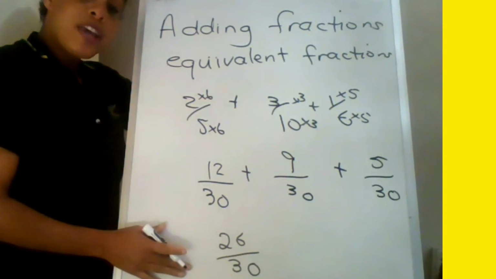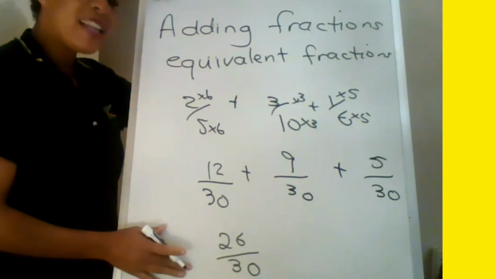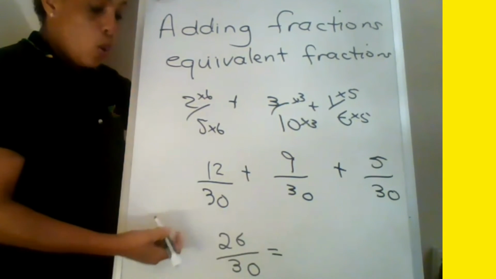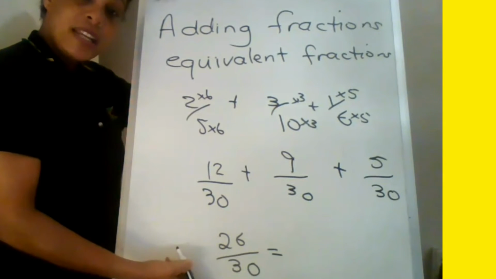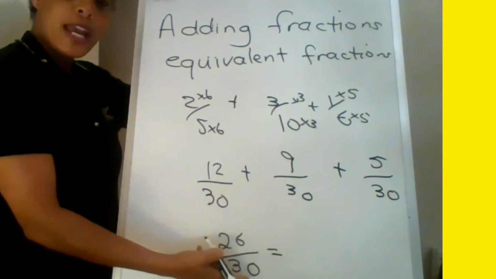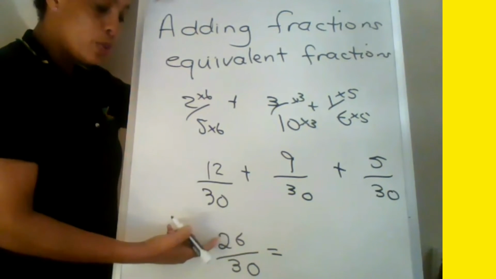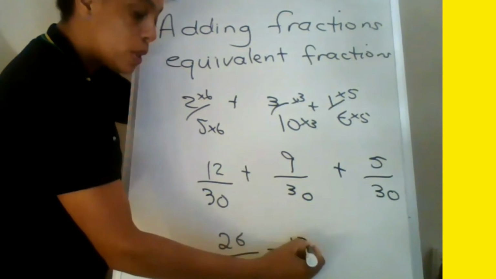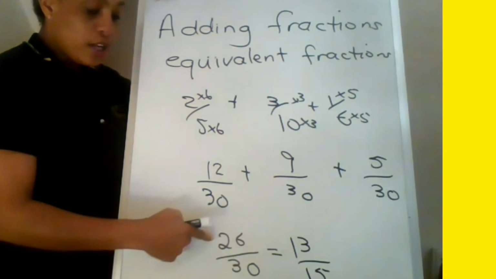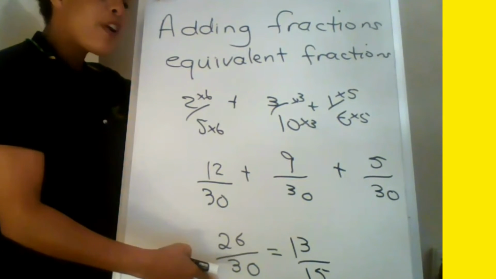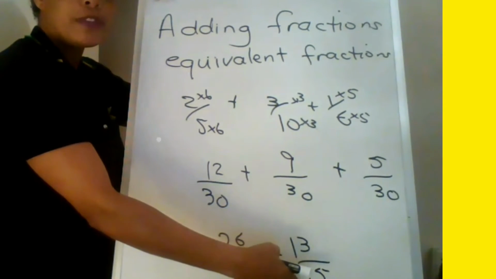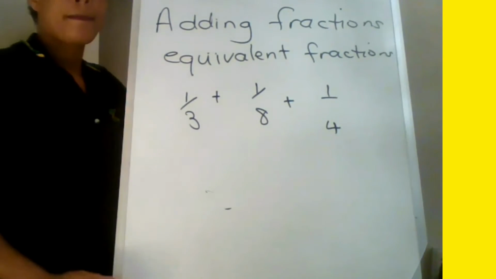We could leave our answer there, but it could also ask us to cancel it down to the simplest form. Canceling means we're going to be dividing. What number can divide this and that? This ends with a 6 and that ends with a 0, so I know 2 can be used. 26 divided by 2 is 13. 30 divided by 2 is 15. So my answer is 26 out of 30, but if you're asked to cancel it down to the simplest form, it's 13 out of 15.